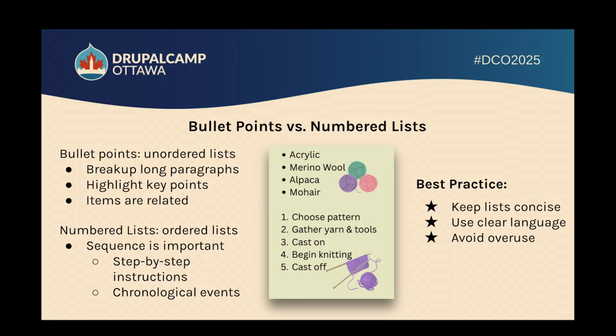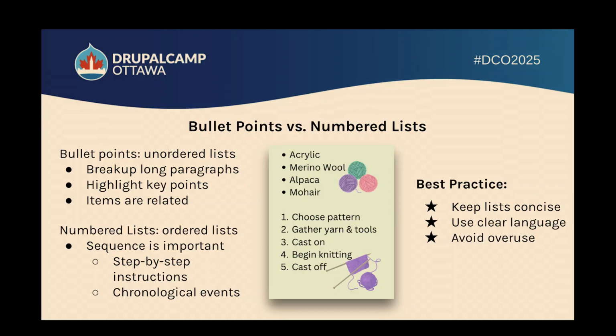You may choose to use bullet points or numbered lists on your page. What is the difference? When should you use them? A bullet point is used for unordered lists. So when the order of the items does not affect the meaning or the understanding of it. They help break up long paragraphs by making it easier for the reader to scan. They also highlight key points as they can draw the reader's attention to important details and make them stand out.